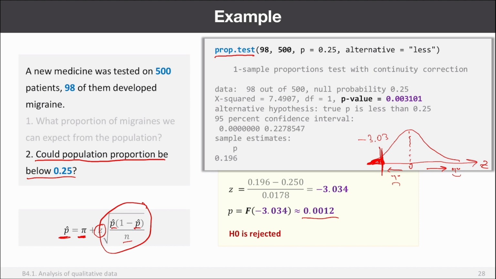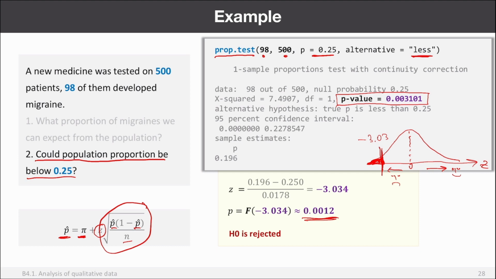And then you can see that here we still provide the number of events observed, the total number of events. And then you can see that we provide this as the population proportion we have an assumption on, 0.25. And then you can see the alternative is less, right? So we show that it's a one-tail hypothesis and the alternative is on the left tail. So that gives us a p-value of 0.003. So the p-value is larger than what we got using the normal distribution. But nevertheless, we can see that the p-value is much smaller than significance level. So in this case, the outcome will be the same.